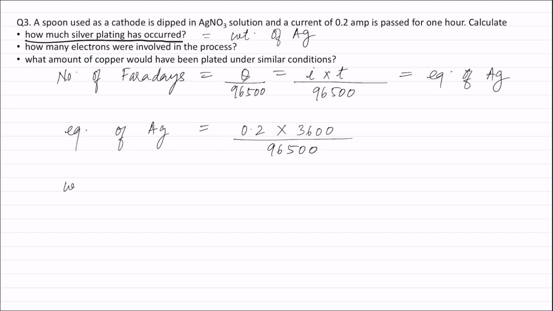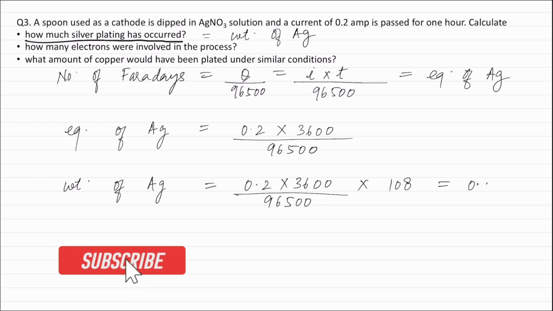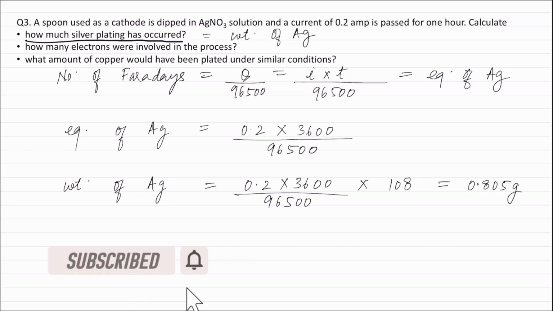From this, weight of silver is equal to equivalence of silver, that is 0.2 into 3600 divided by 96500, into equivalent weight of silver. The equivalent weight of silver is equal to 108. Solving this, the weight of silver is equal to 0.805 gram.